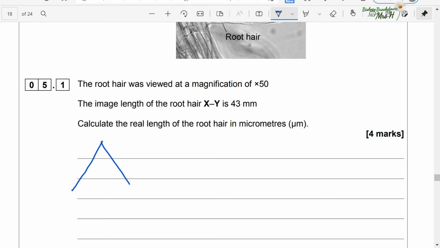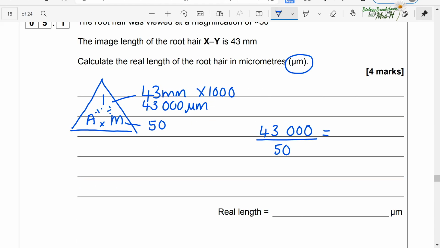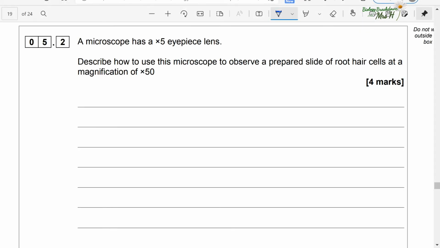So we need our little IAM triangle, and we already know that I for image is 43 millimeters, but we've been asked to do this in micrometers, so I just like to times it straight away by 1,000. The image is then 43,000 micrometers, and then you divide that by magnification, so you divide by 50. So 43,000 divided by 50 will give us 860 micrometers.